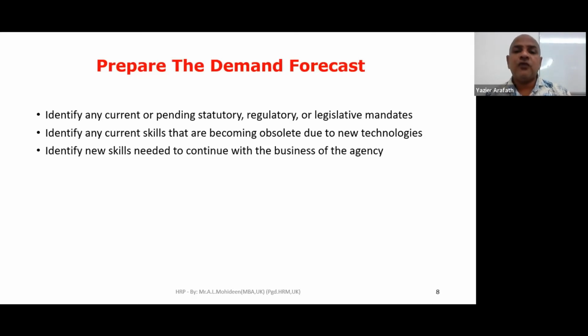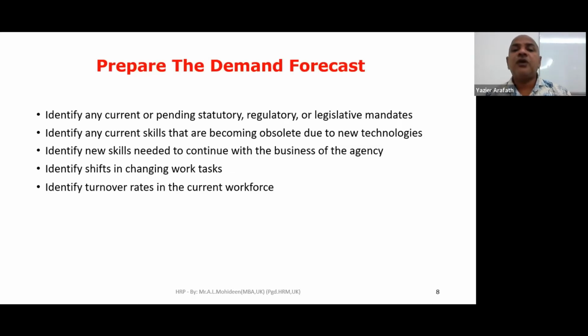And preparing the demand forecast. After that, the demand forecast should be there. Identify the current or pending statutory, regulatory, or legislative mandates. So there are certain laws and legislative systems that apply when hiring people, and these should be considered. For example, if we are going to hire people from a certain country, there are certain laws in that country, and also the laws of the country where we have to bring people in. So that also has to be considered. Legislative mandates should be considered.